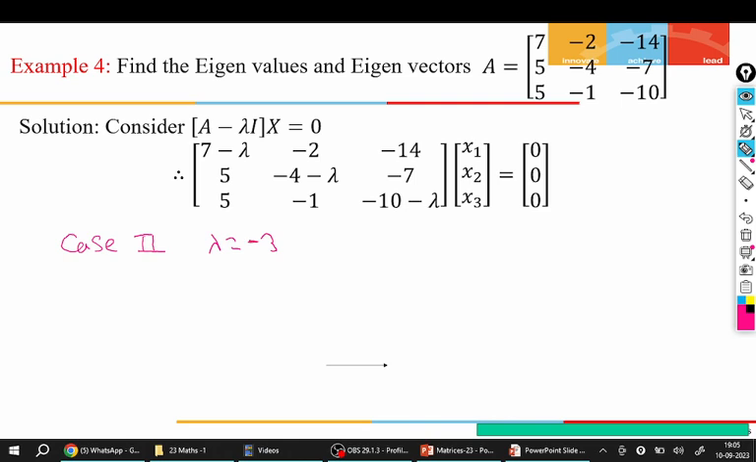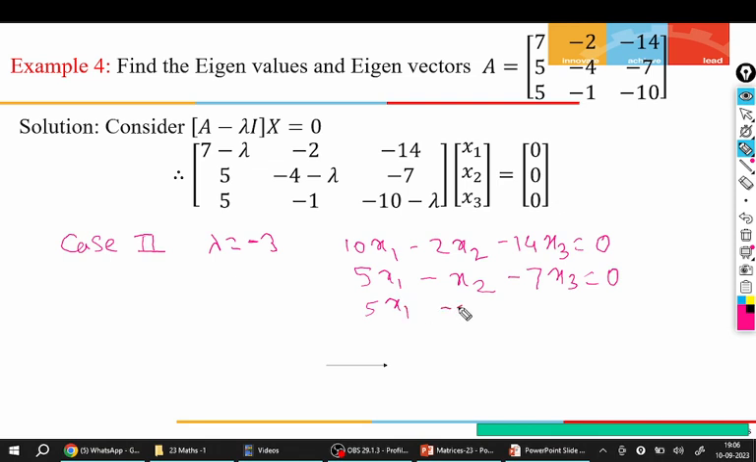See, lambda equal to minus 3. First equation, 7 plus 3, so minus minus plus. So 10x1 minus 2x2 minus 14x3 is 0. That is the first equation. Second equation, 5x1, this is plus 3, so minus x2 minus 7x3 is 0. Third equation, 5x1 minus x2 minus 7x3 is 0.